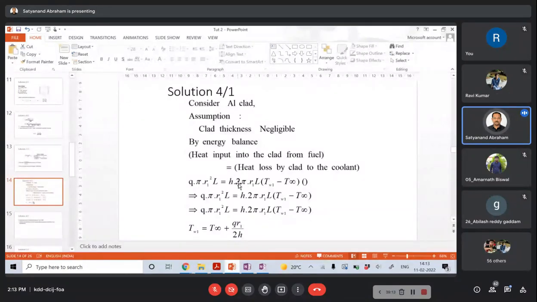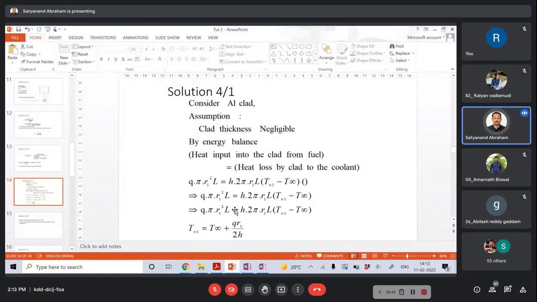So what is the heat loss by the cladding to the coolant? That is equal to hA delta T, so h into 2 pi R1 L. Since the thickness of the cladding is assumed to be 0, we can write the surface area as again 2 pi R1 into L into (T wall 1 minus T infinity), that is the temperature of the cladding minus T infinity.